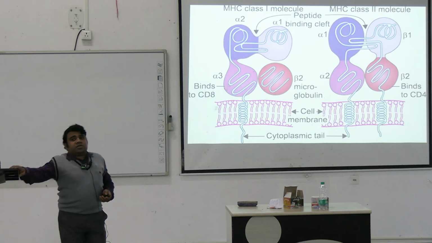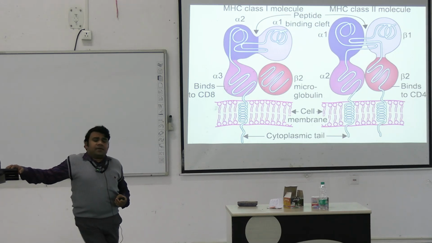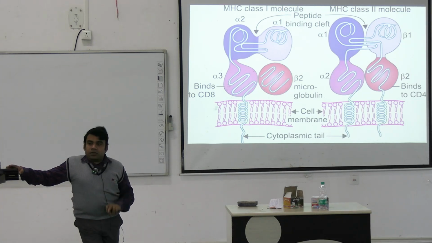There is one exception that you should remember. When I said MHC class 1 is shown by all nucleated cells, there are two exceptions. First is red blood corpuscles.